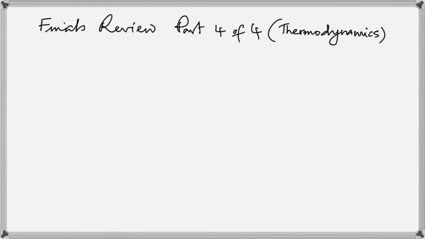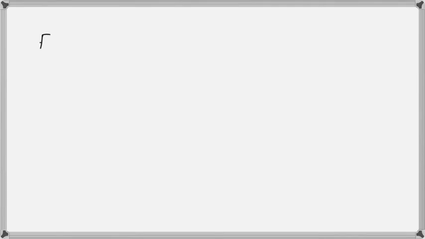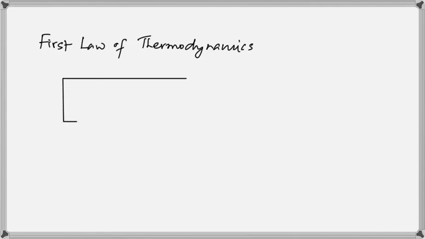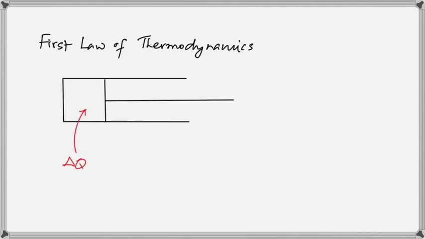So first of all, let's look at the first law of thermodynamics. According to the first law of thermodynamics, if you have a system and if you have heat entering the system, then that heat is going to be used in two ways. Number one, a part of the heat is used to increase the internal energy of the system. And number two, a part of the heat is going to be used to do work.